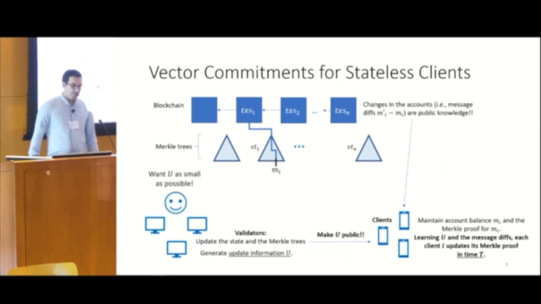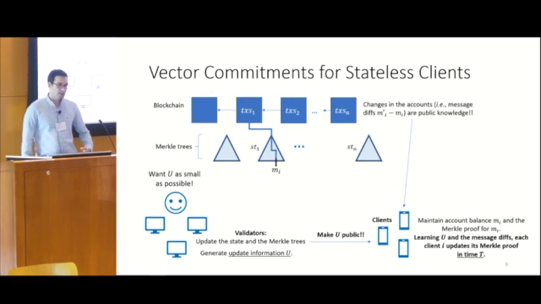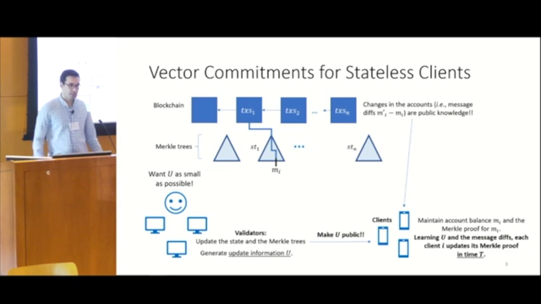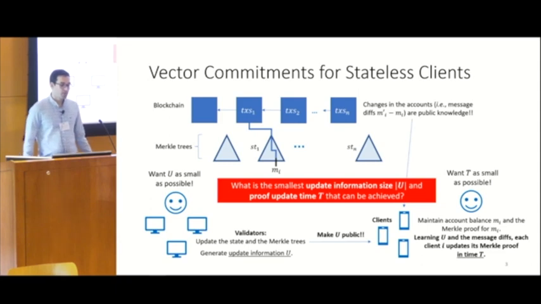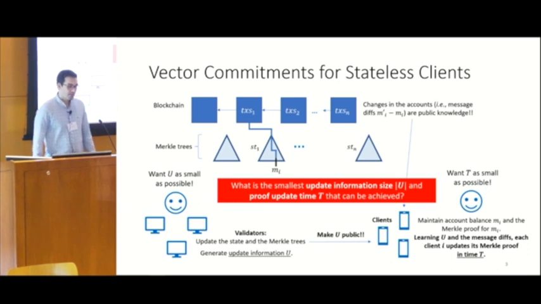Now, the validators are interested in minimizing the size of this update information U as much as possible because this is an overhead for them on top of maintaining the transactions in the blockchain. On the other hand, the clients are interested in minimizing the time it takes for each client to update its Merkle inclusion proof as much as possible. So now this tension begets the question, what is the smallest update information size and the proof update time that can be achieved, right? And in particular, can we achieve a good size and good update time by replacing Merkle trees with some other vector commitment, perhaps, to persist the state?